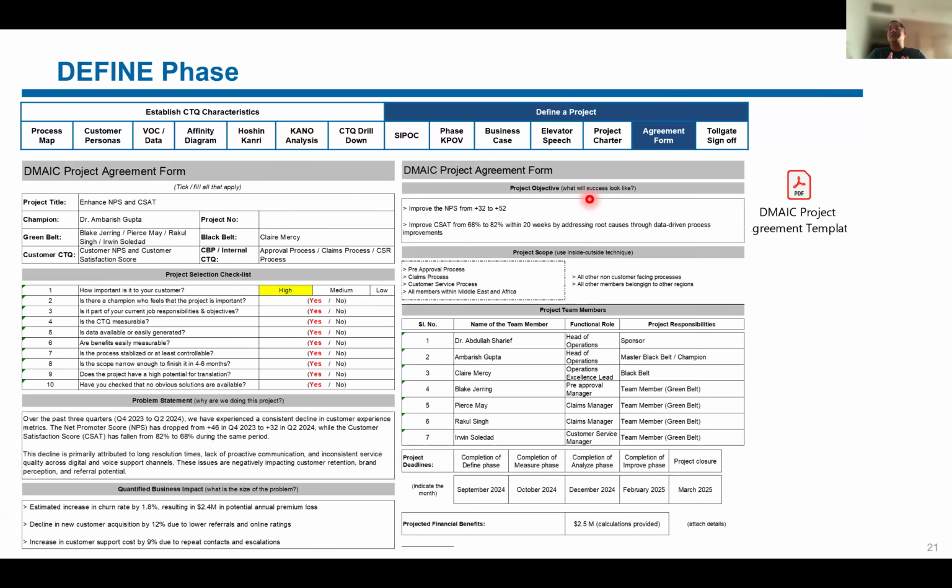And finally, just to make sure that we have cleared everything for the define phase, is the next slide, which is the toll gate sign off. Again, signed off by all relevant stakeholders, and that helps us move to the next phase, which is the measure phase.